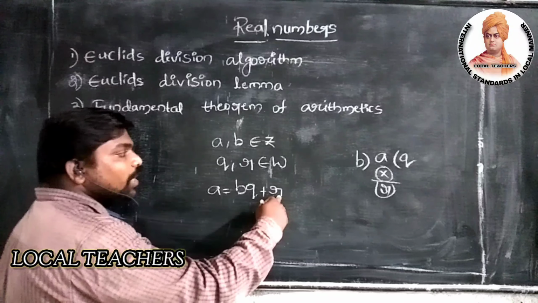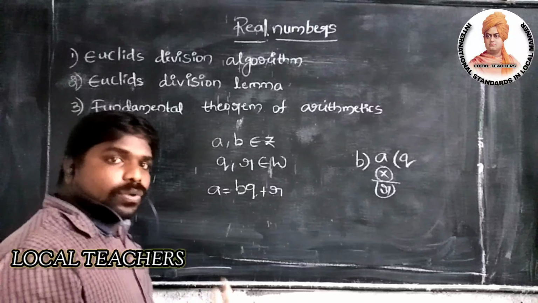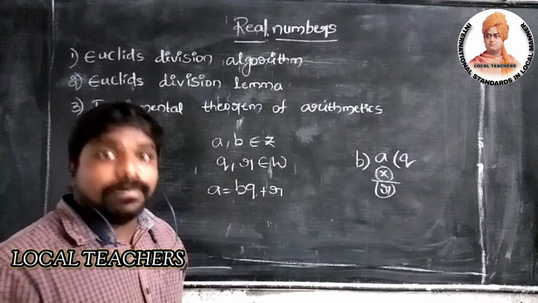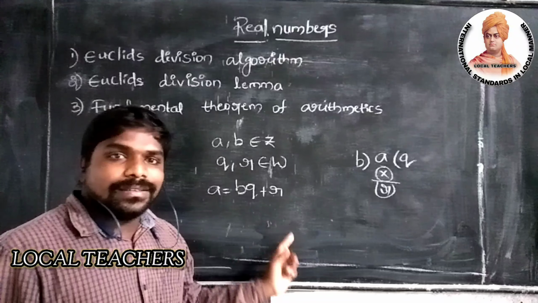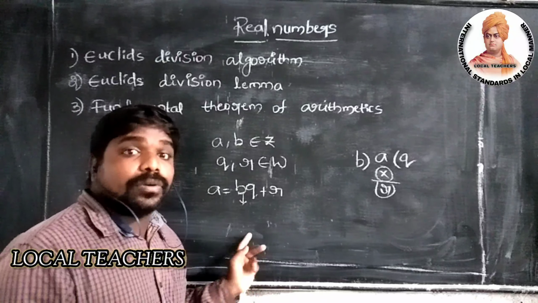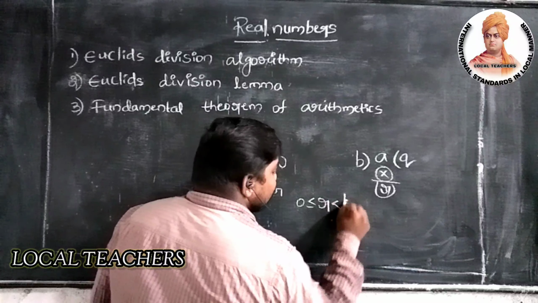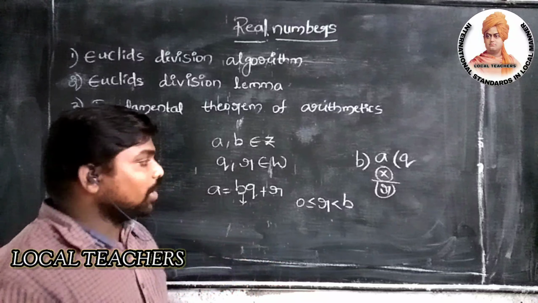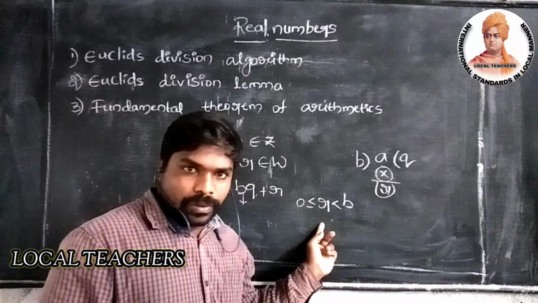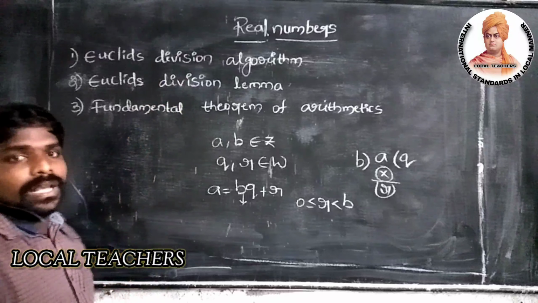Now, what is the range of r? The minimum value of the remainder is 0. It cannot go below 0. And the maximum value is up to b, but not b itself. It can take values 0 less than or equal to r less than b. I am not keeping an equal sign with b, because r is not equal to b. It is less than b, but it may be equal to 0. Values from 0 up to b, excluding b, are taken by r. This is the Euclidean division algorithm.